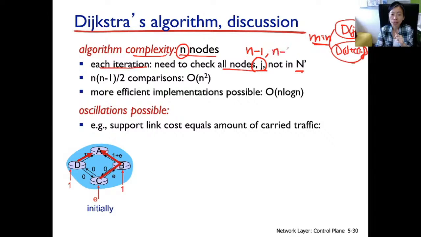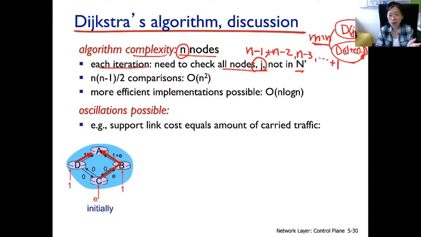Second iteration, how many? Because there's one more node being included into N prime, the number of j in the second iteration is only n-2. Third iteration, and we can go on until the second last iteration, where we have only one node remaining connecting to the new node being added to N prime. In the last iteration, the second step is not going to be called, because there's no j remaining.